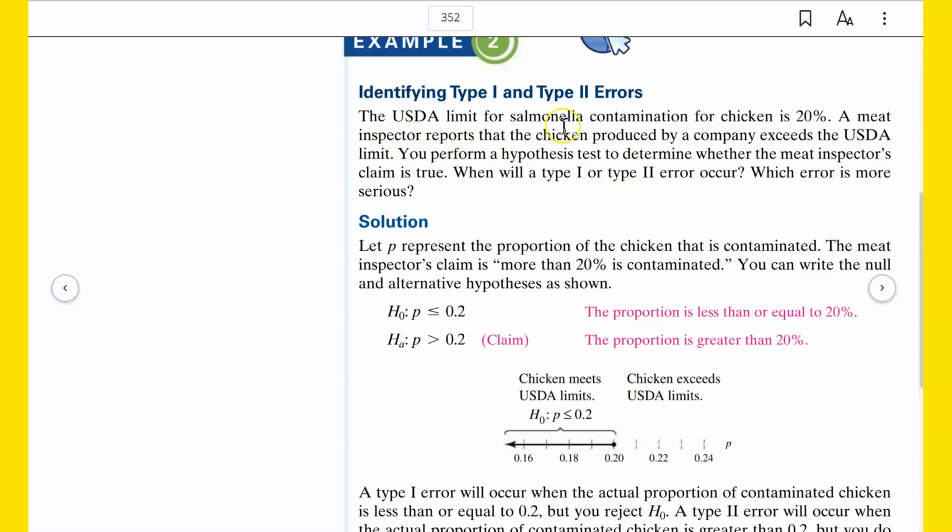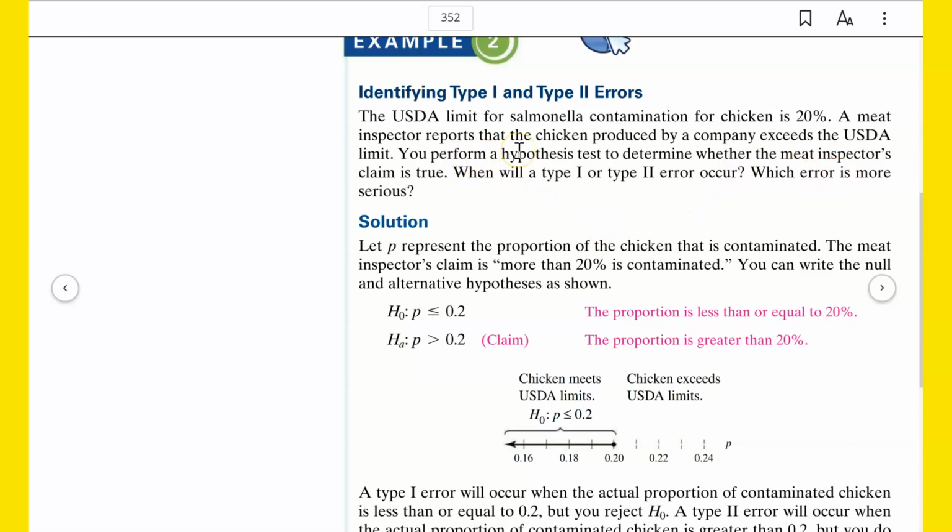Identifying type 1 and type 2 errors. The USDA limit for salmonella contamination for chicken is 20%. A meat inspector reports that the chicken produced by a company exceeds the USDA limit. You perform a hypothesis test to determine whether the meat inspector's claim is true. When will a type 1 or type 2 error occur? Which error is more serious?